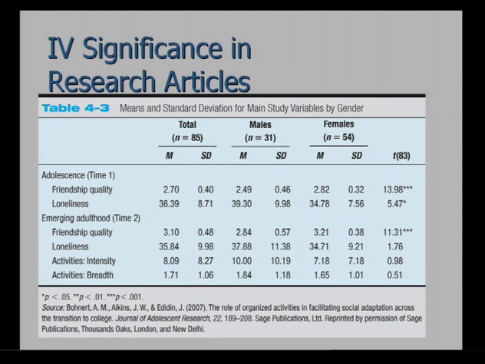Loneliness at time 1 in adolescence was also significantly different. Males were significantly more lonely than females. But then if you go down to emerging adulthood, it looks like friendship quality is still significantly different. Females still report higher friendship quality, but loneliness is no longer significantly different between the two groups. So there's no asterisk on loneliness at time 2. So that means that maybe the males who were lonely during adolescence, even though they didn't change their friendship styles, found other things to do and they don't need those quality friendships anymore to not feel lonely.